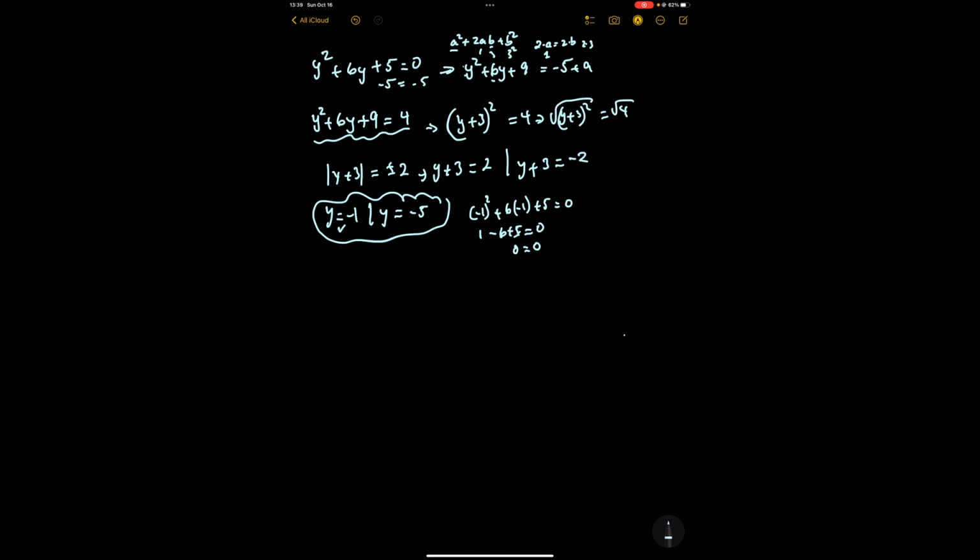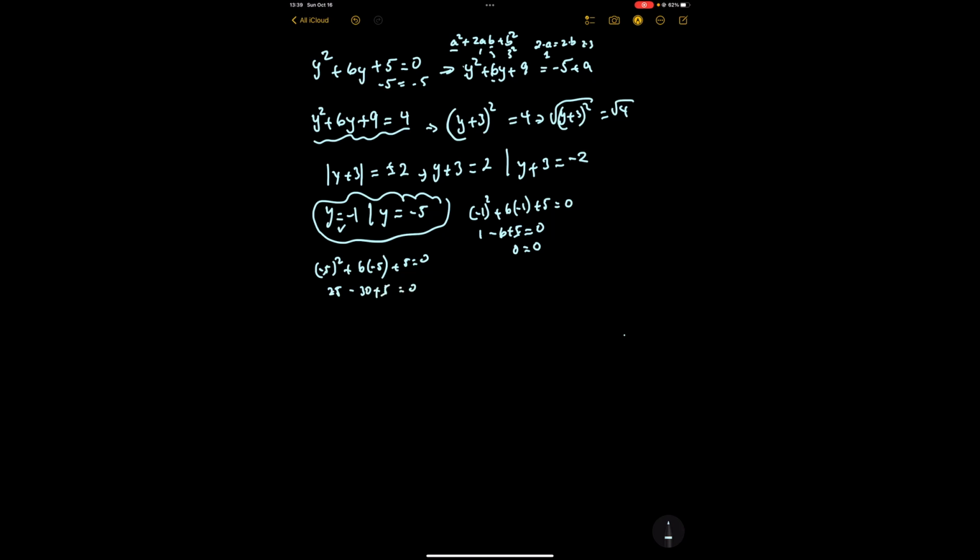Let's see for y equals negative 5. That'll be negative 5 squared plus 6 times negative 5 plus 5 equal to 0. So you'd have 25 minus 30 plus 5 equal to 0.